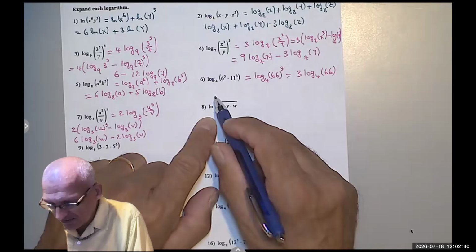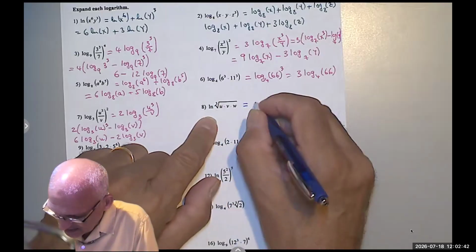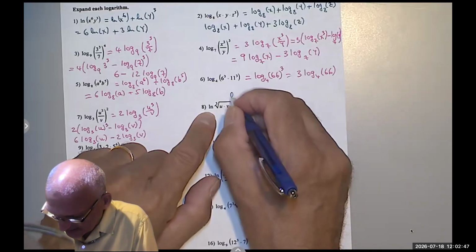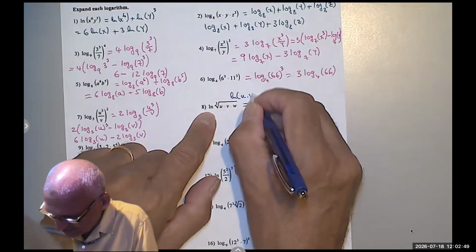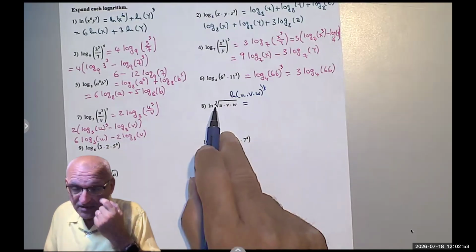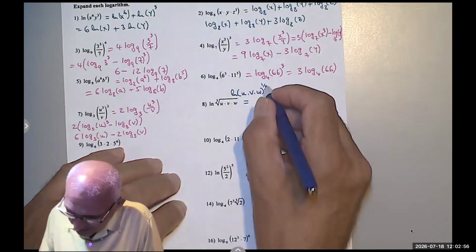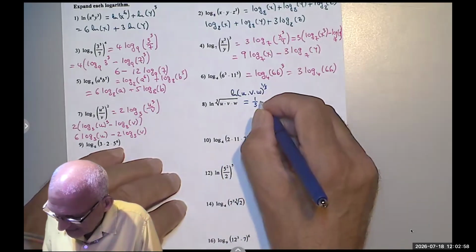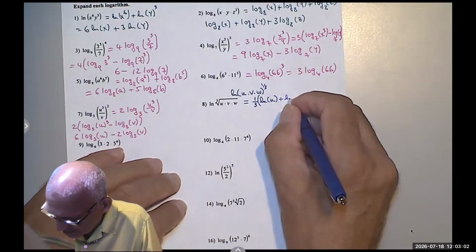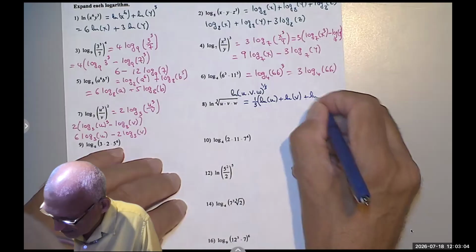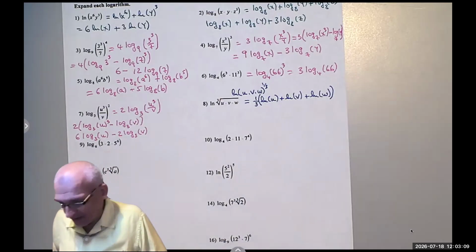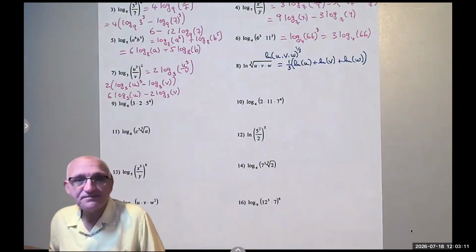Natural log, this is 1/3. I'm going to write it above it so you can see it. Natural log of u times v times w raised to the power of 1/3. That's the meaning of cube root. So the 1/3 becomes a multiplier: natural log of u plus natural log of v plus natural log of w. Okay, we have a few more.